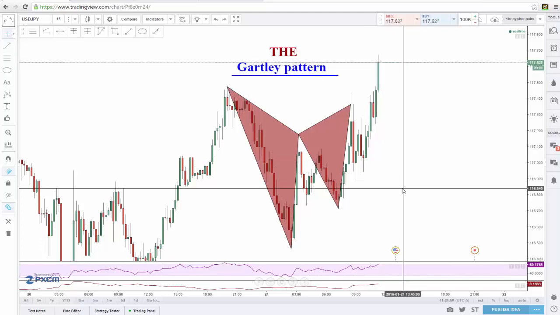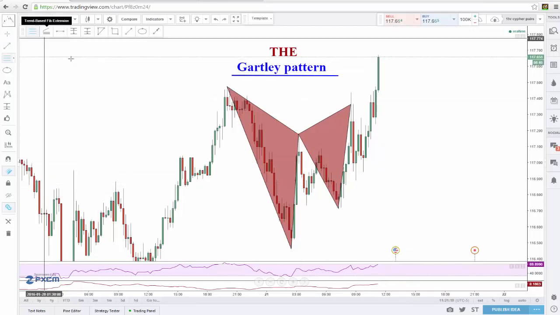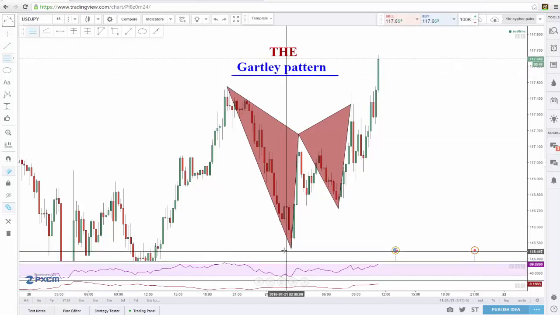Can you guess what we're going to be talking about today? That's right, the Gartley pattern. As you can see on the screen in front of you, we had a Gartley pattern fill this morning and also hit targets earlier today. I'll bring in a Fibonacci retracement.